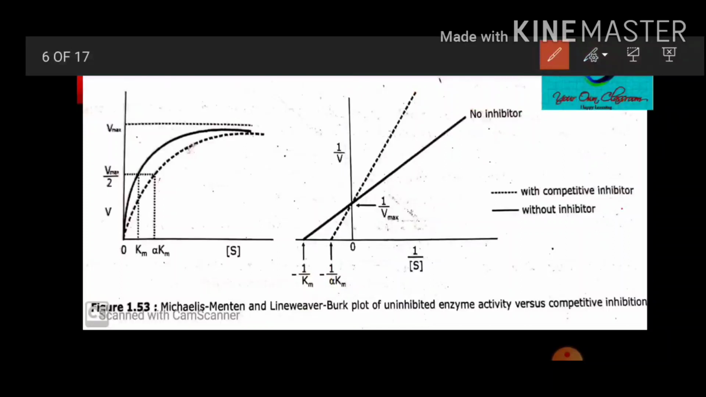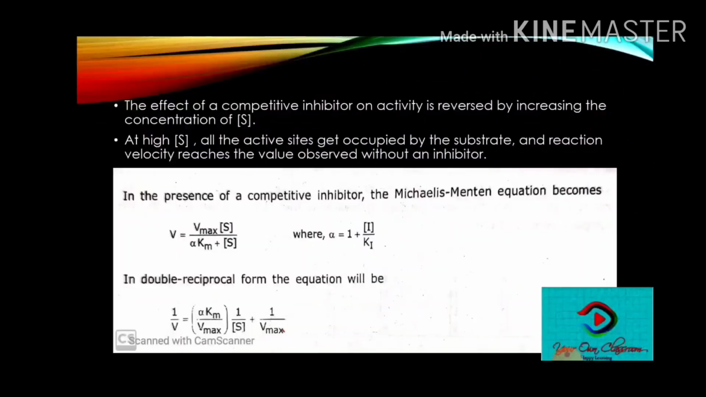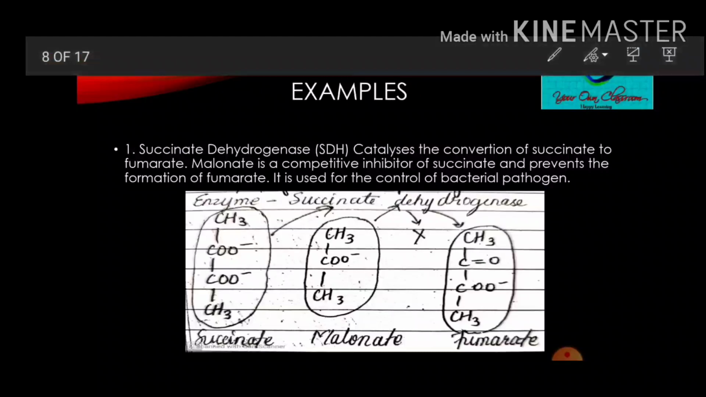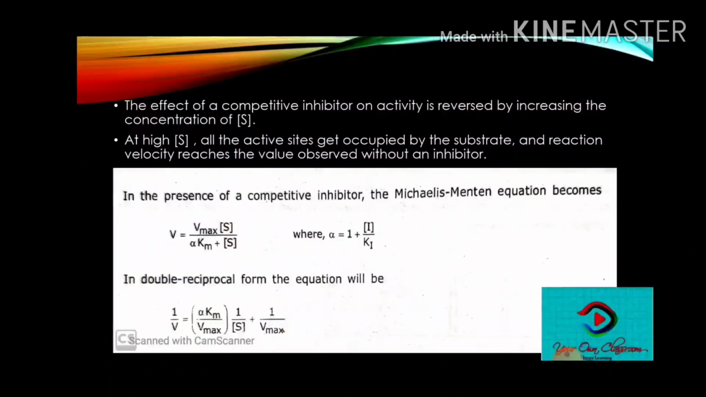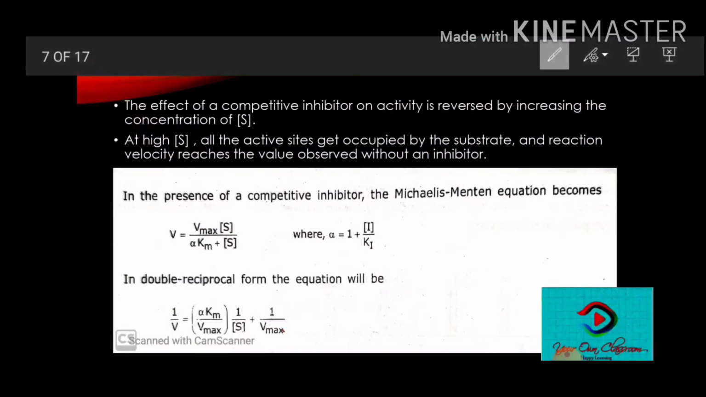Now let's look at some of the examples of the competitive inhibitor. Before that, we'll see two statements that are very important. The effect of competitive inhibitor on activity is reversed by increasing the concentration of substrate. We have seen this earlier. And at high substrate concentration, all the active sites of the enzyme get occupied by the substrate, and reaction velocity reaches the value observed without an inhibitor.